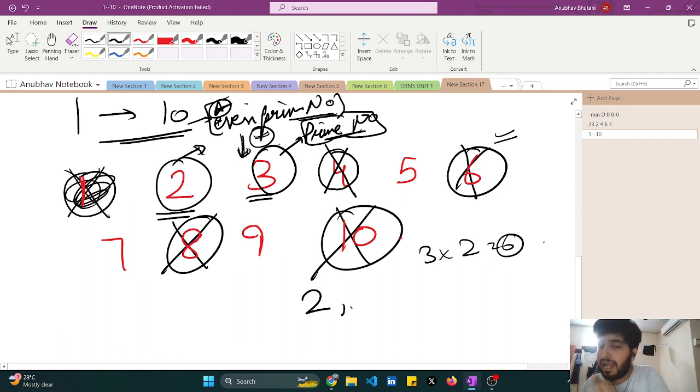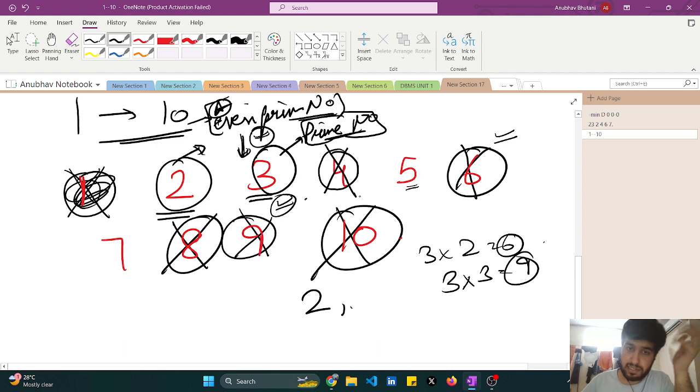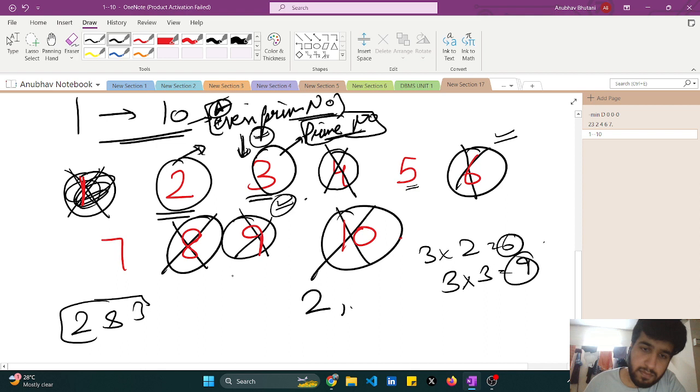If it had not been cancelled till now, that means that it is a prime number, right? If 5 is not cancelled till now, then 5 is a prime number, because if it was not a prime number, it would have been cancelled by now. So 3 into 2, 6, I have already crossed. 3 into 3 is equal to 9, I have already crossed. So currently my prime numbers are 2 and 3. Okay, I'll move forward. I see that this is still not crossed.